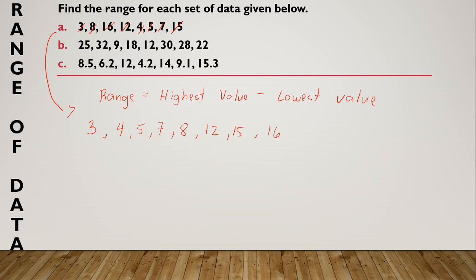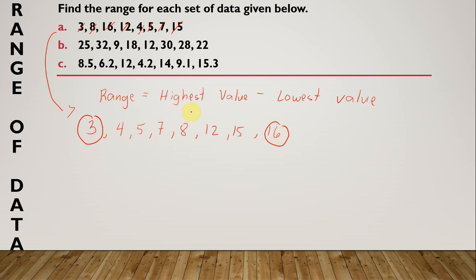After natin silang i-arrange, kukunin lang po natin yung highest value and lowest value. So, ang highest value natin ay si 16 kasi siya po yung pinakamataas. And then, ang lowest value natin ay 3 dahil siya naman po yung pinakamababa. Sabi dito, ang formula po natin sa range ay highest value minus lowest value. So, substitute lang po natin.